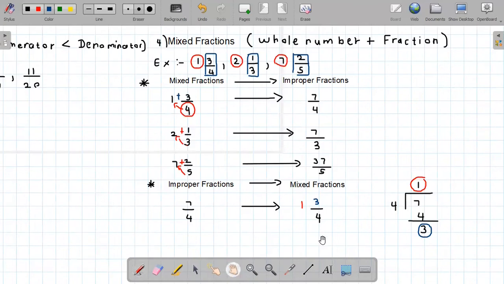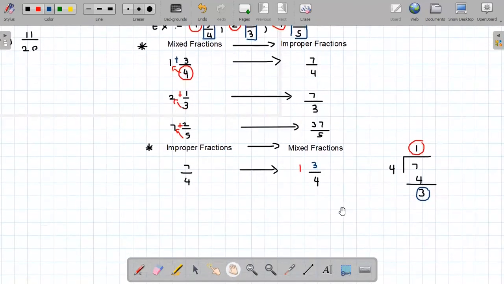So I think you can understand this one easily, right? The next one, 7 over 3. Now I'm going to find out the mixed fraction for the improper fraction 7 over 3. I have to divide 7 by 3. So how many 3s are there in 7? 2. 3 into 2, 6. 7 minus 6, 1, right?